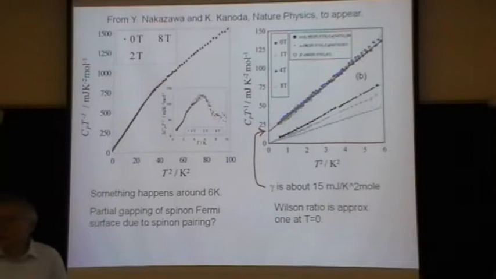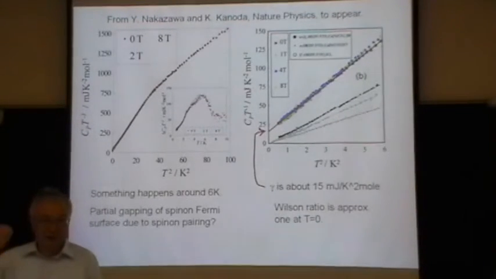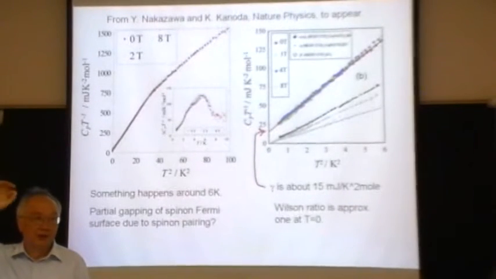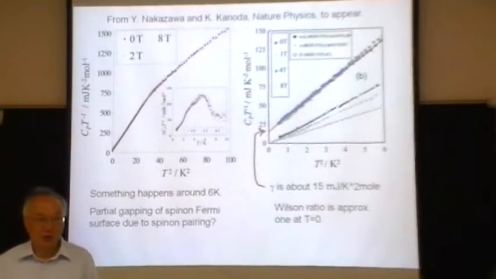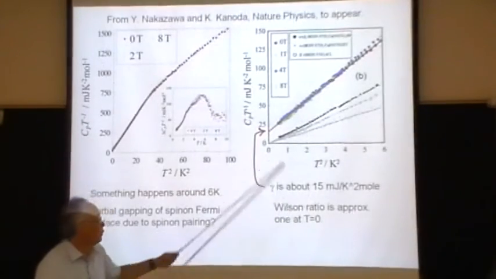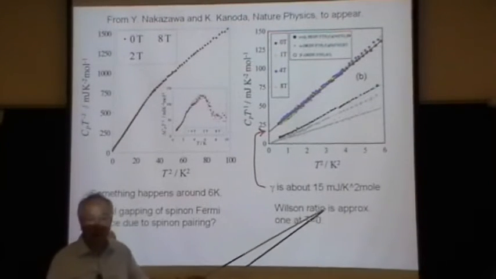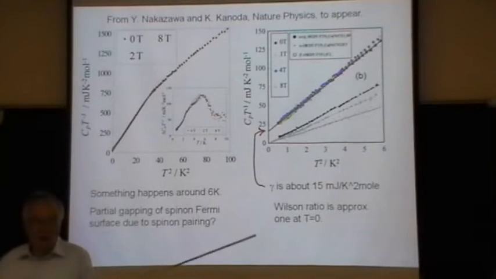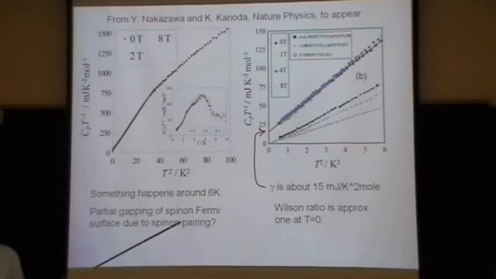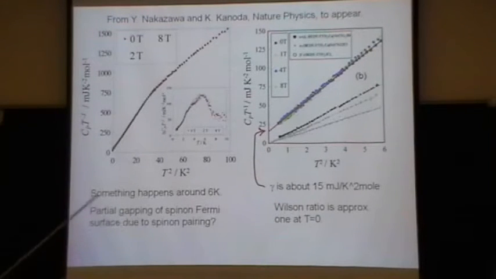Another test of Fermi liquid is this thing called the Wilson ratio. In free fermions, you can work out the ratio of the spin susceptibility to the specific heat gamma. There's a fixed ratio. That's called the Wilson ratio. If you work this out here, using the data on the last slide, you get something very close to 1. So it's all behaving almost like a free fermion, as far as the spin susceptibility and the specific heat go.